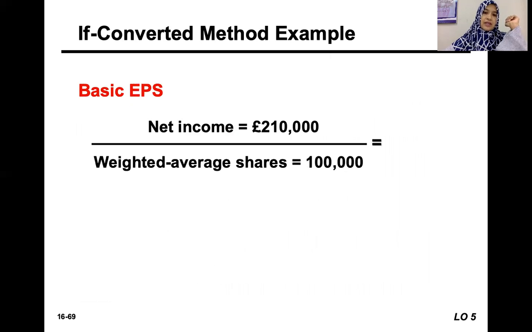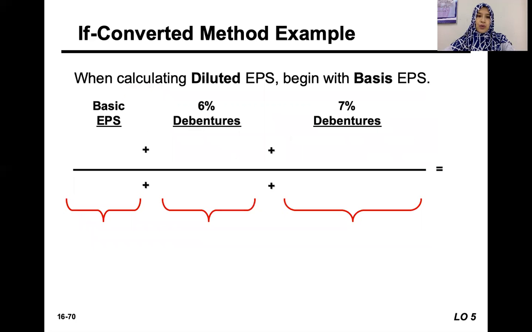You just take net income minus preference dividend, if any, and we divide by the weighted average shares. Because there is no information on the preference dividend, we don't need to subtract the preference dividend. So we get the basic EPS of 2.1. So when we calculate diluted EPS, we start from the basic EPS.